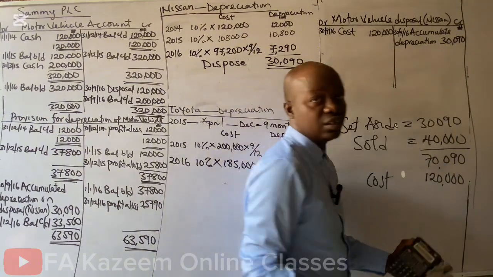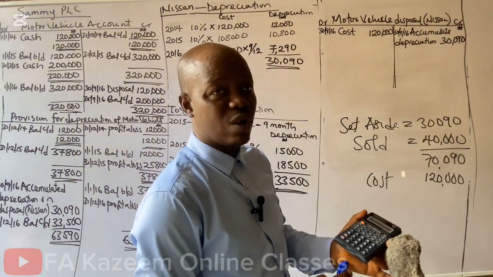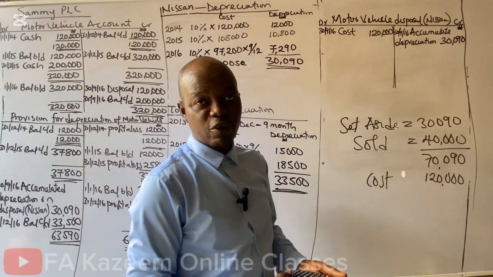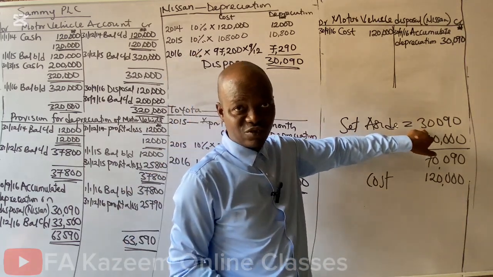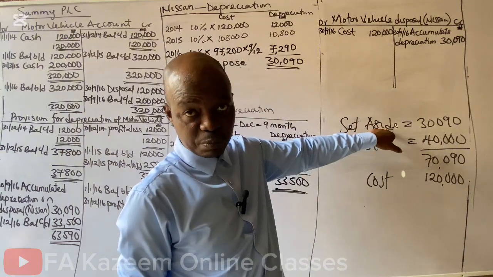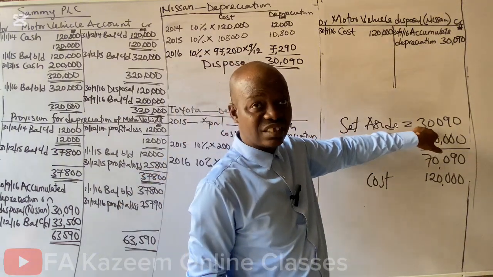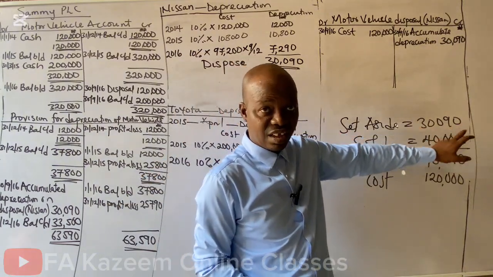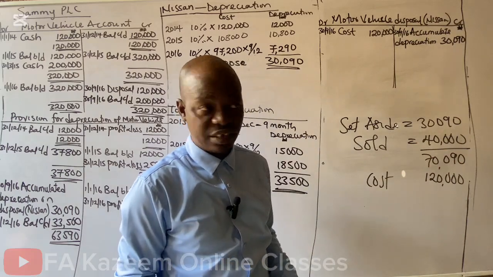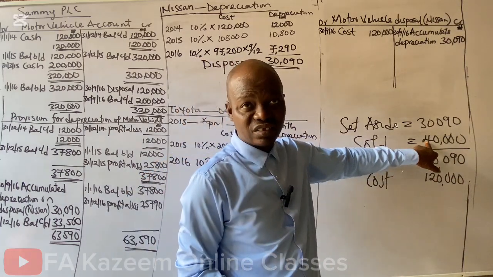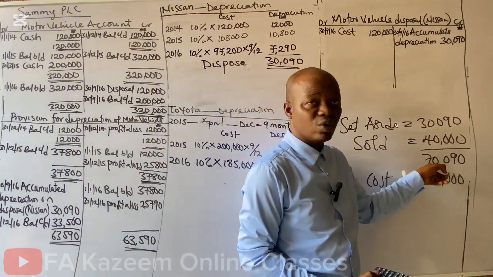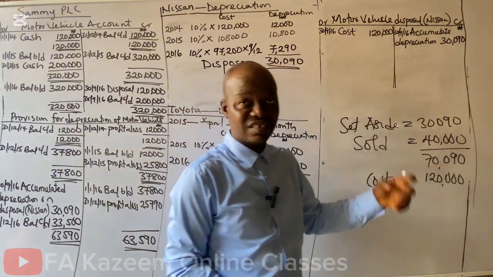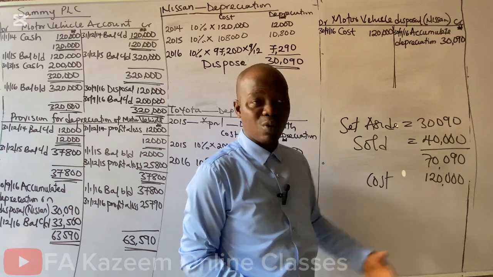Just imagine, you bought the Nissan for 120,000. From the profit that Nissan was generating, you're able to provide depreciation. That's you set aside, that's what they call provision for depreciation. You have set aside 30,090 naira. And when you sold the vehicle after 3 years, you're able to realize just what? 40,000. Meaning the whole money you're able to get from that Nissan was 70,090 for an asset you bought 3 years ago for what? 120,000.